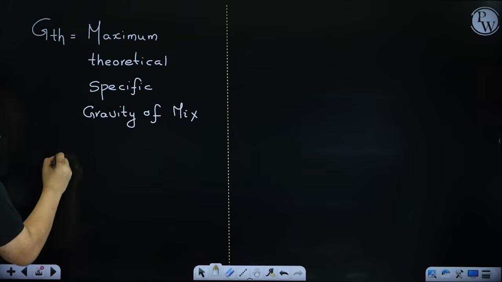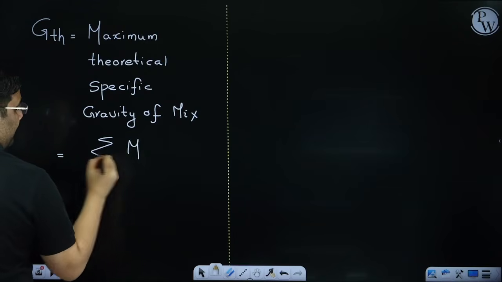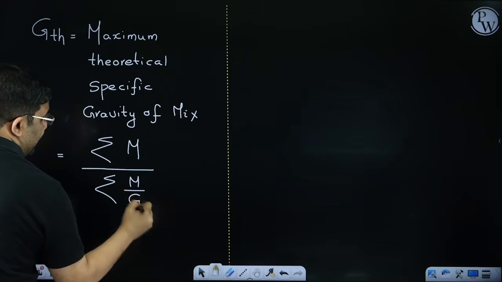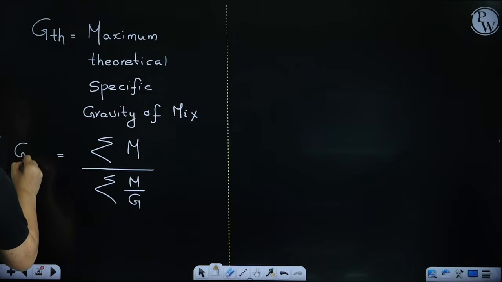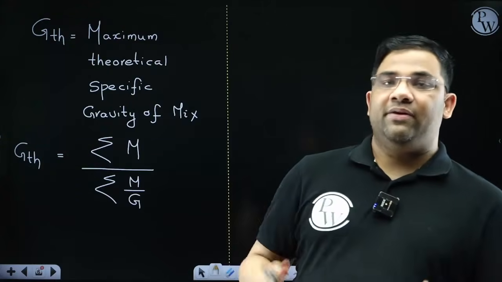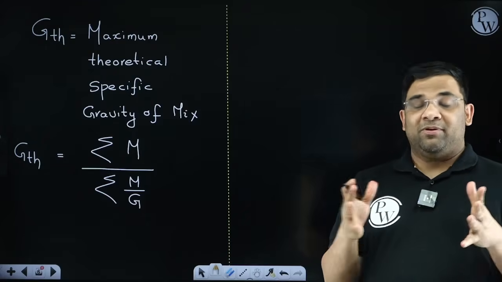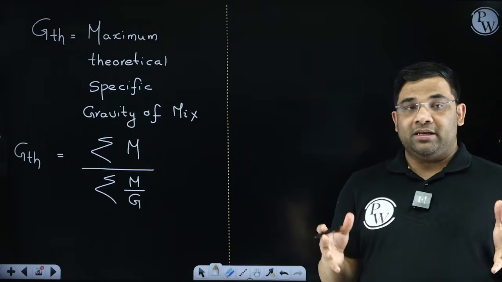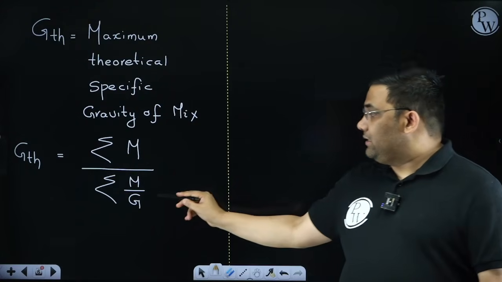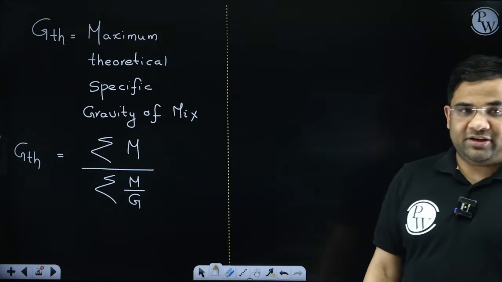And how do we calculate this? This is very simple. We calculate it by taking the summation of all the masses divided by the summation of mass by specific gravity of each constituent. See, we have different constituents, like coarse aggregate, fine aggregate, filler, bitumen. In coarse aggregate also we can have different types of coarse aggregates. We can have different types of fine aggregate. And we have bitumen. So if we add all the masses, this is the sum of all the masses. And here, the sum of the ratio of mass and specific gravity.